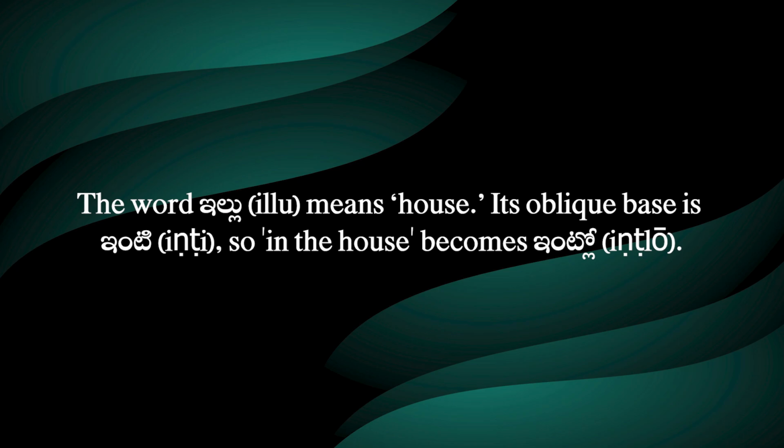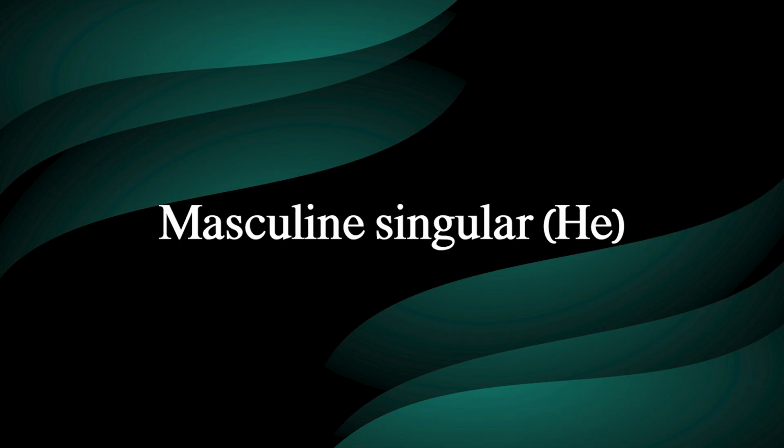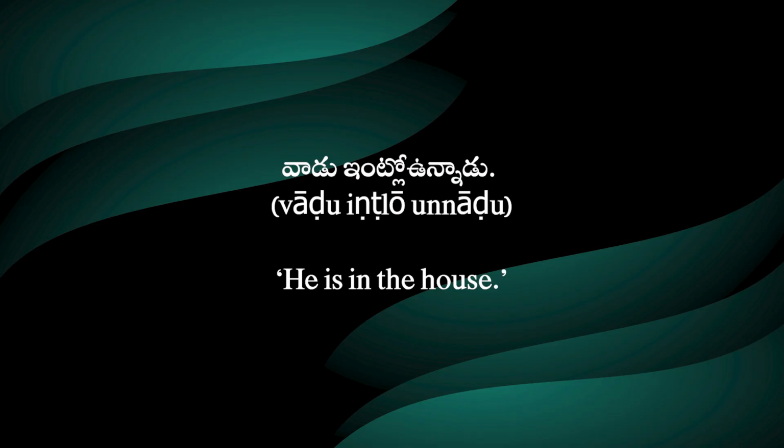Watch how the base noun changes before taking the suffix. The word illu means house. Its oblique base is inti. So, in the house becomes intlo. For the masculine singular he, example, వాడు ఇంట్లో ఉన్నాడు. He is in the house.